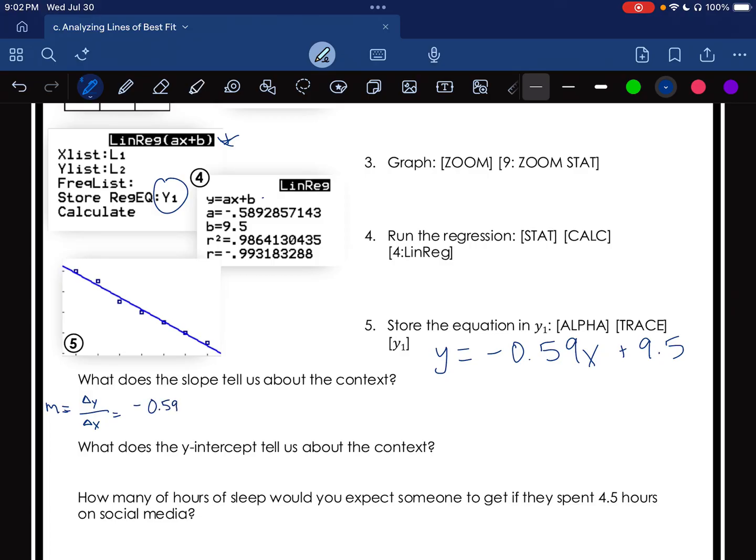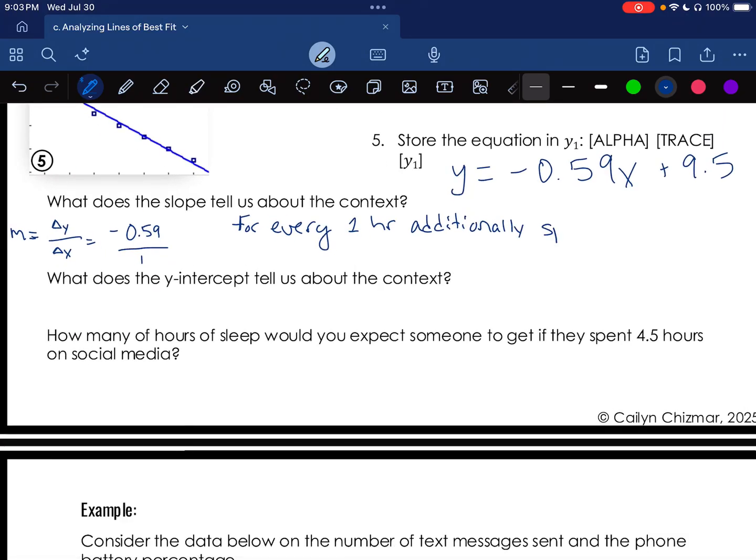So for every additional 1 hour spent on social media, hours of sleep typically decreases, because it's going down, or you can say tends to decrease, by about 0.59 hours. So like a little over half an hour.